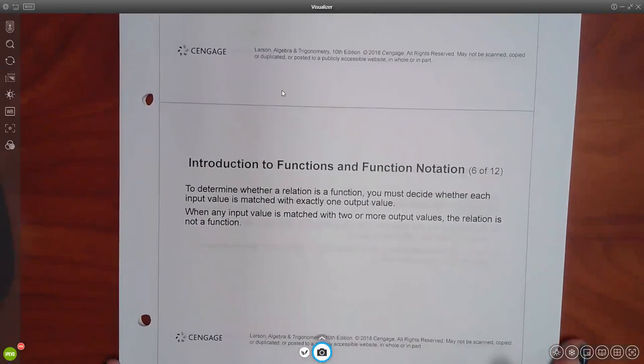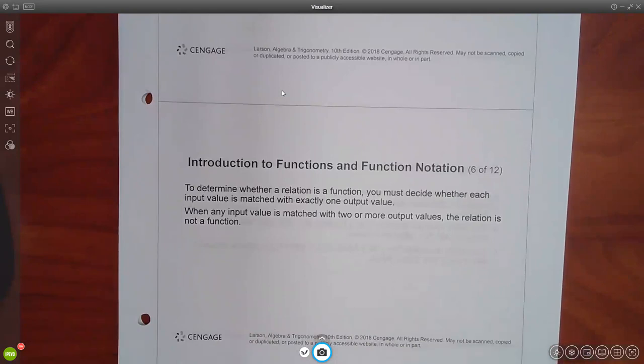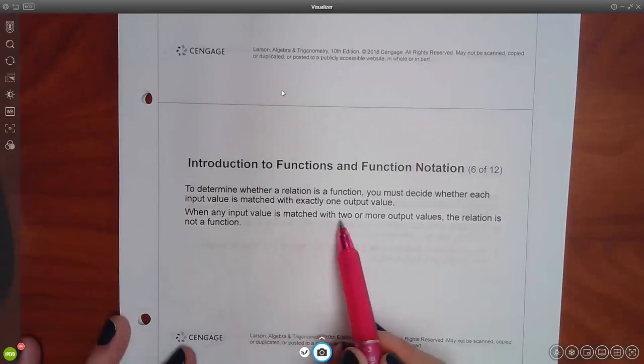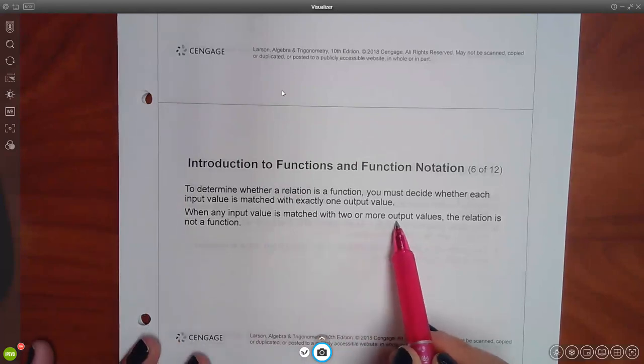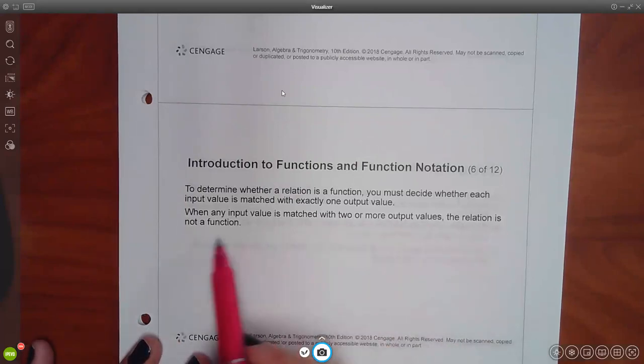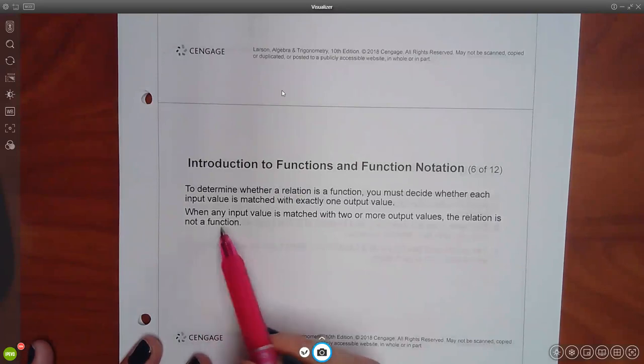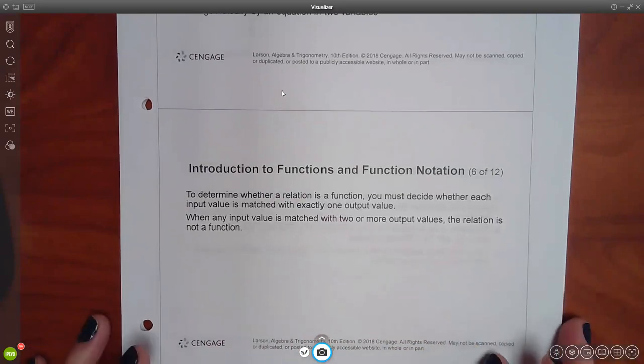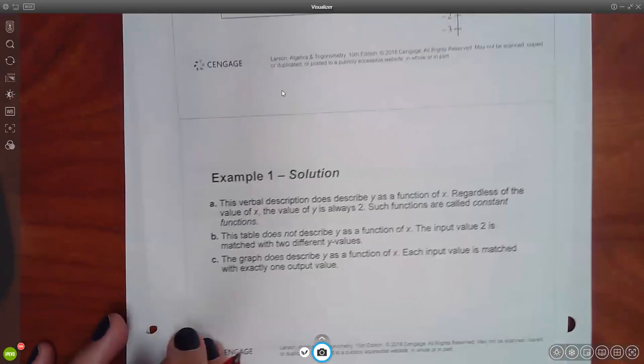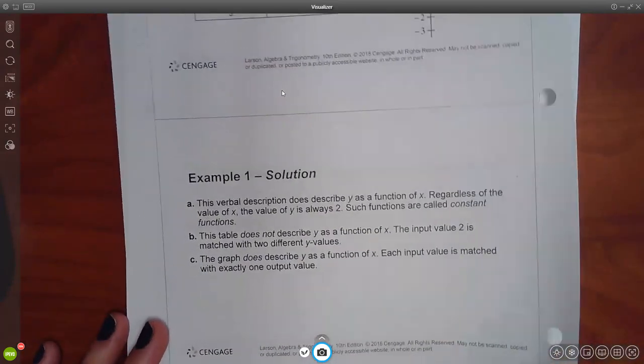So it says to determine whether a relation is a function, you must decide whether each input value is matched with exactly 1 output value. When any input value is matched with 2 or more output values, the relation is not a function. So we're gonna have to figure out how would we know that, right? So there's a few ways.